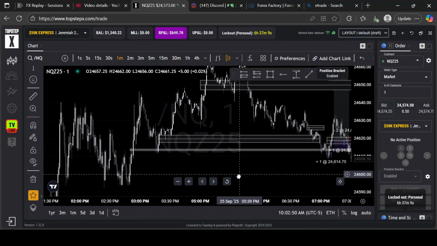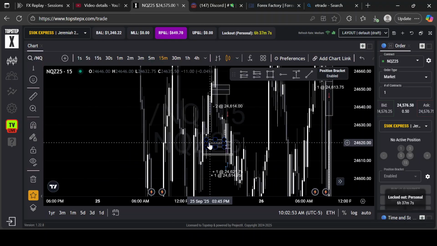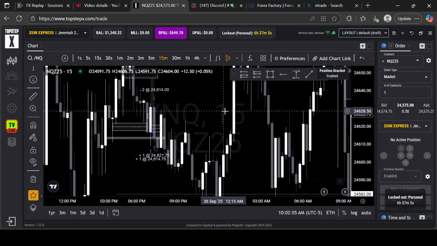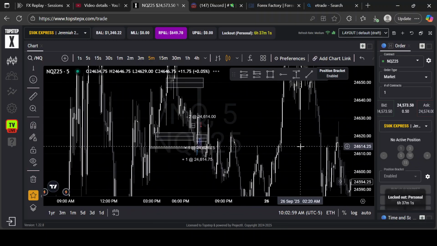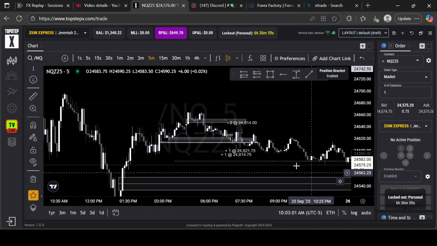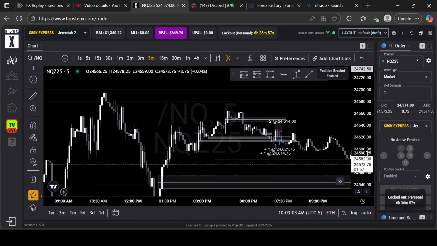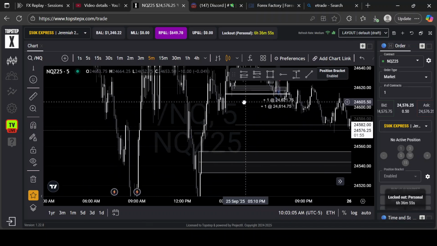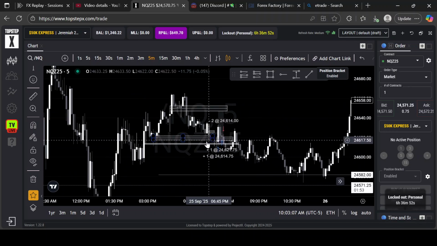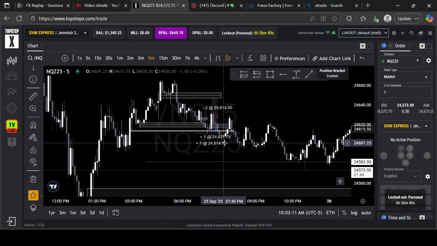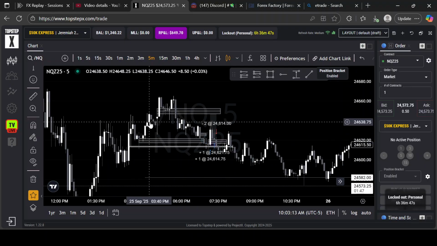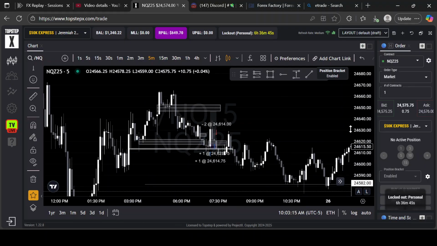So, let me start off with this higher time frame. So during Asia, my bias was pretty bullish, simply because we were expecting these gaps here, and we're on an uptrend, right?